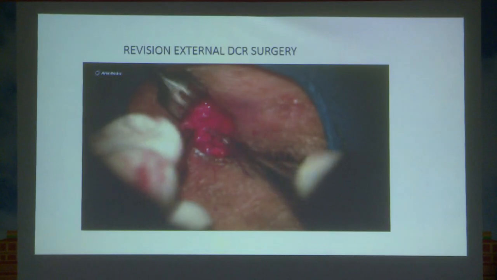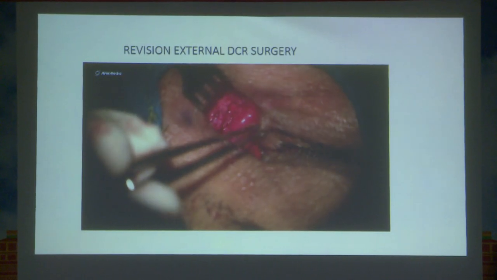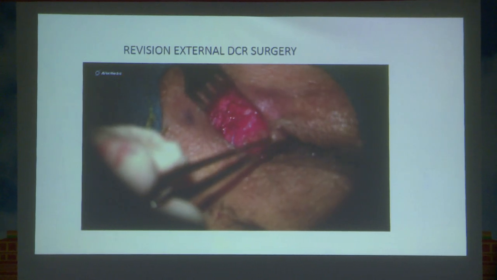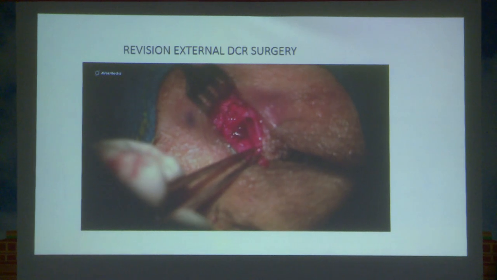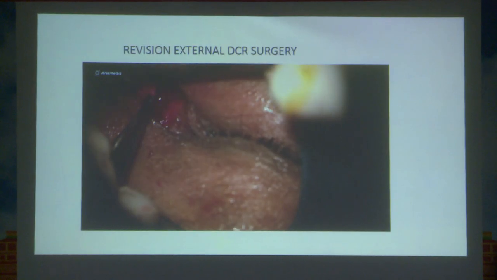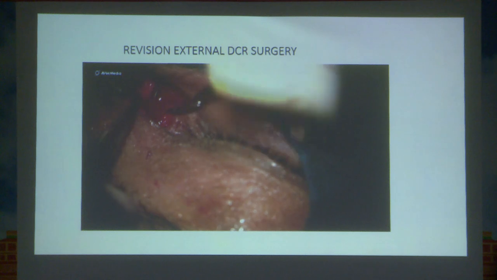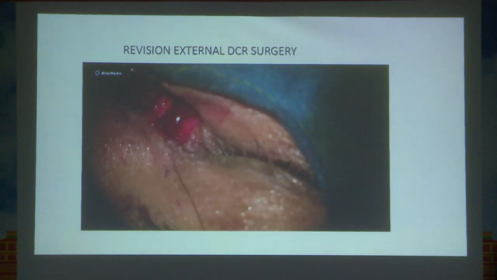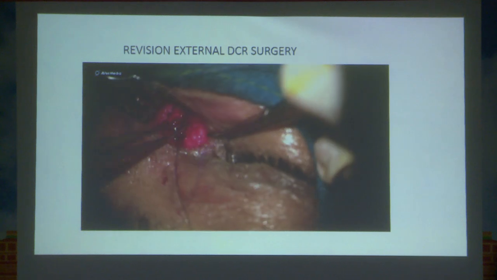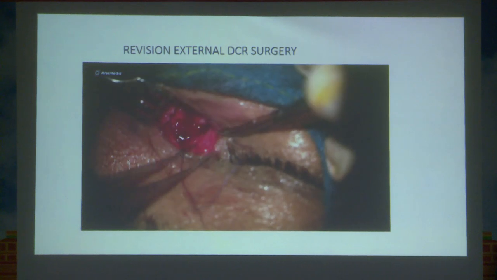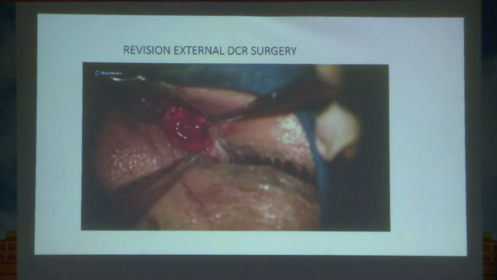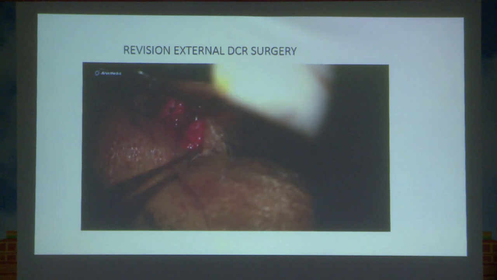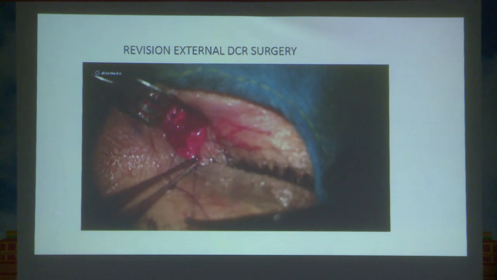And you see, after the lacrimal bone removal, you can visualize the internal common opening, and now the ostium is in front of the internal common opening. And again, then the anterior and posterior nasal mucosa and the sac wall are re-anastomosed to each other.